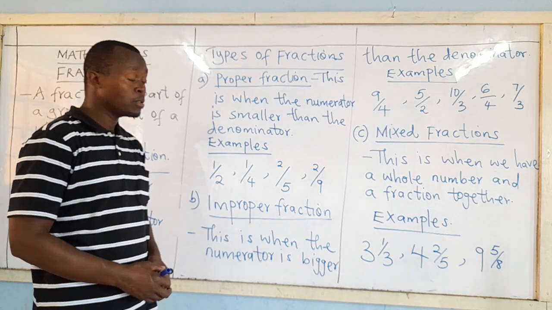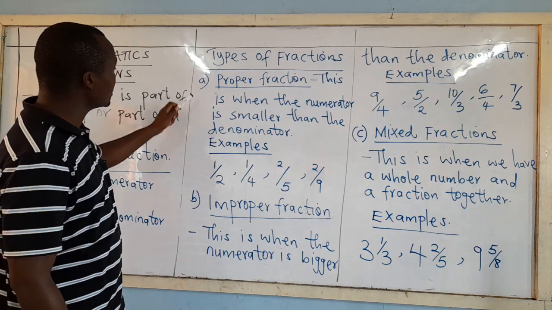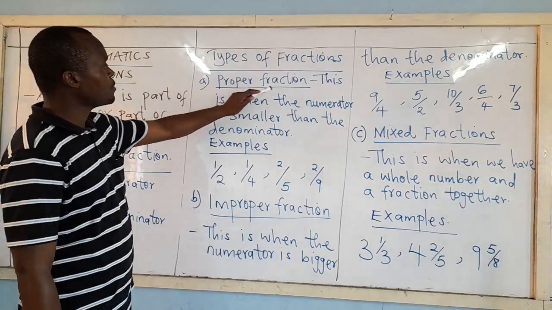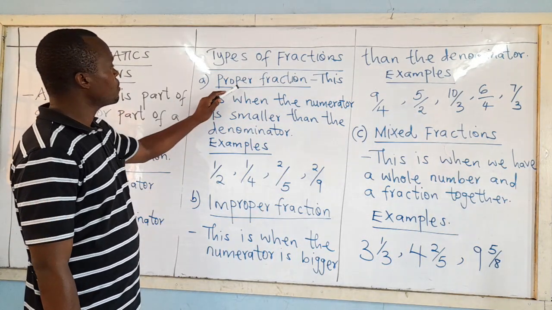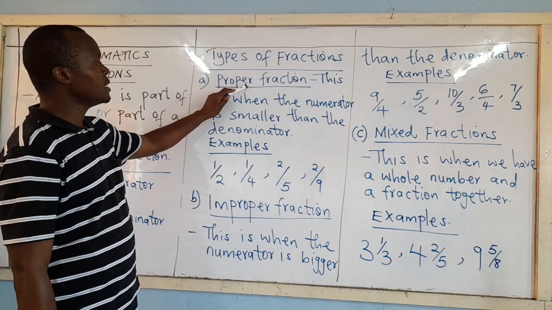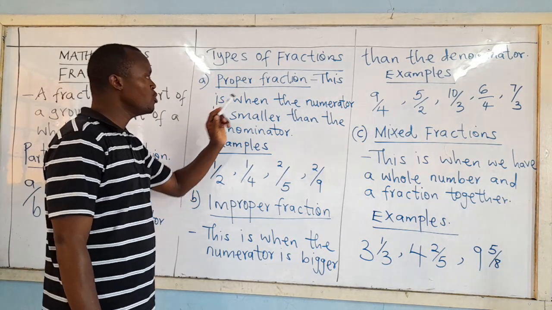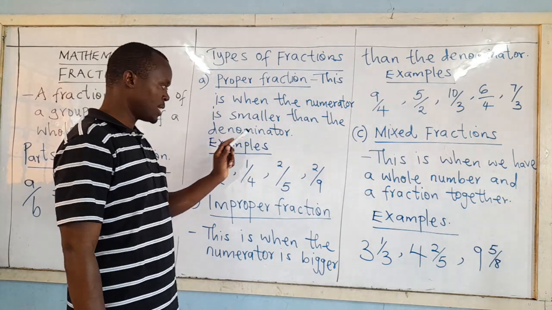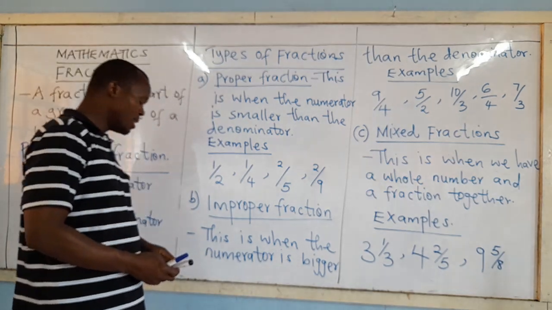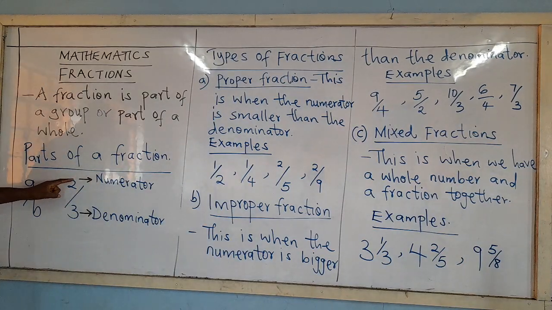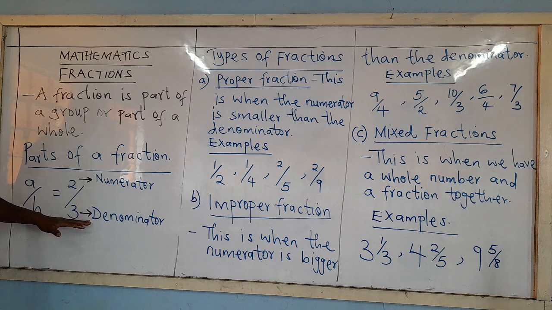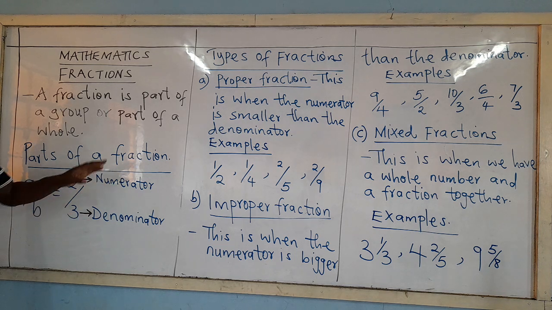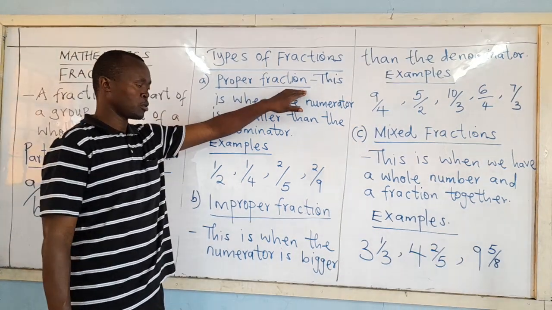We have 3 types of fractions, and they are, number 1, the proper fractions. From the word proper, it means that the numerator is smaller than the denominator. That is, the number at the top is smaller than the number at the bottom. So, the numerator being smaller and the denominator being bigger, then it makes the fraction a proper fraction.